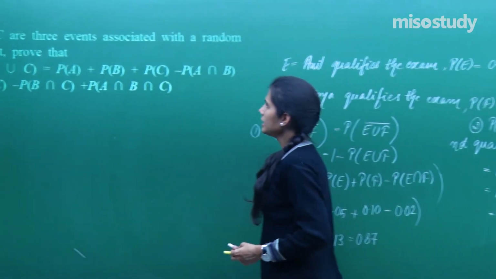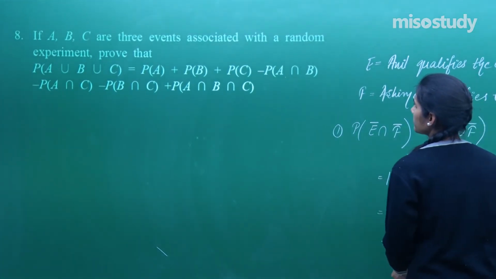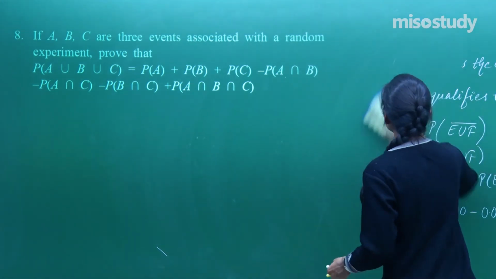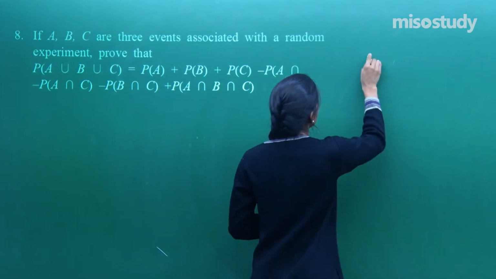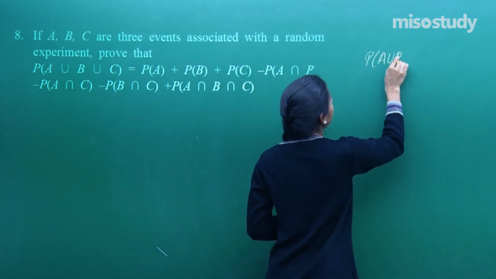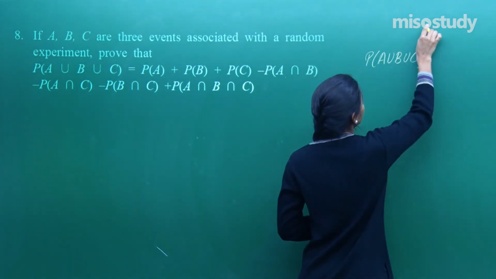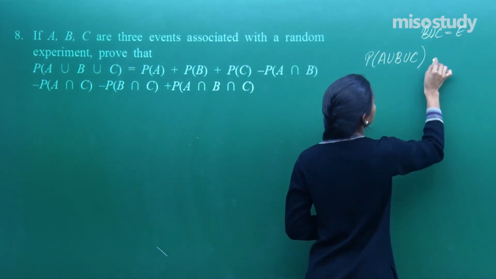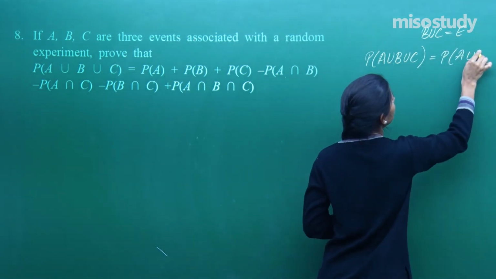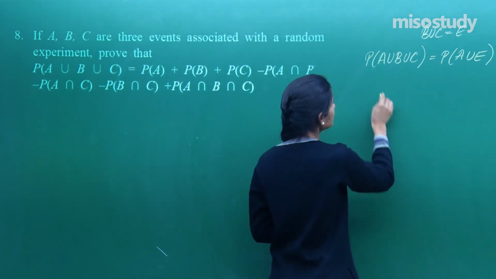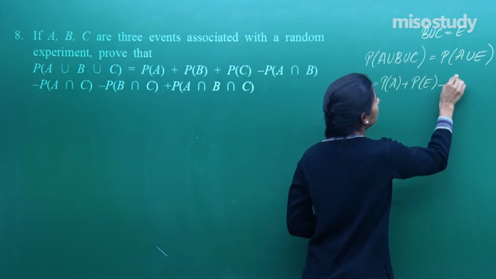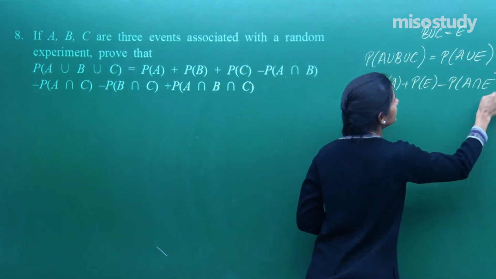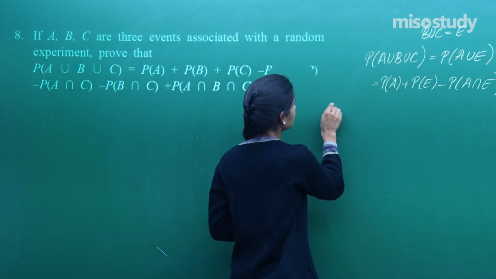We have, if A, B, C are three events associated with a random experiment, prove this: probability of A union B union C. It's pretty easy. It's just a matter of computation. Let's do that. A union B union C. If I take B union C to be equal to E, this will be probability of A union E, which happens to be probability of A plus probability of E minus probability of A intersection E. Fine, let's just try to resolve this.